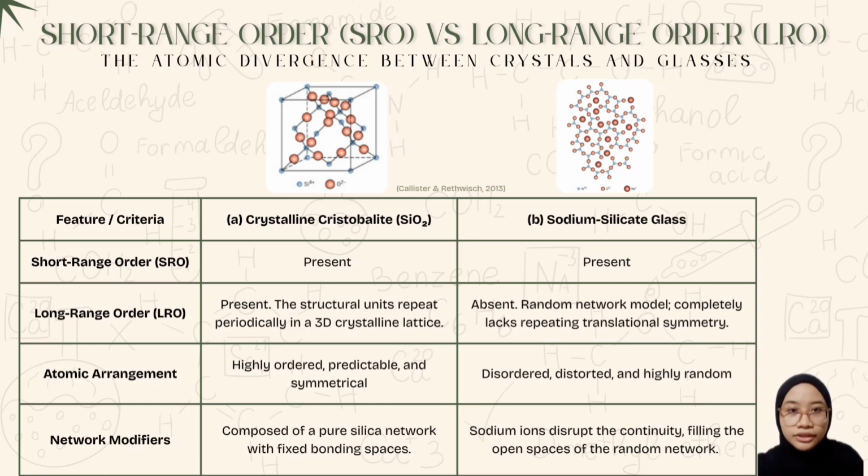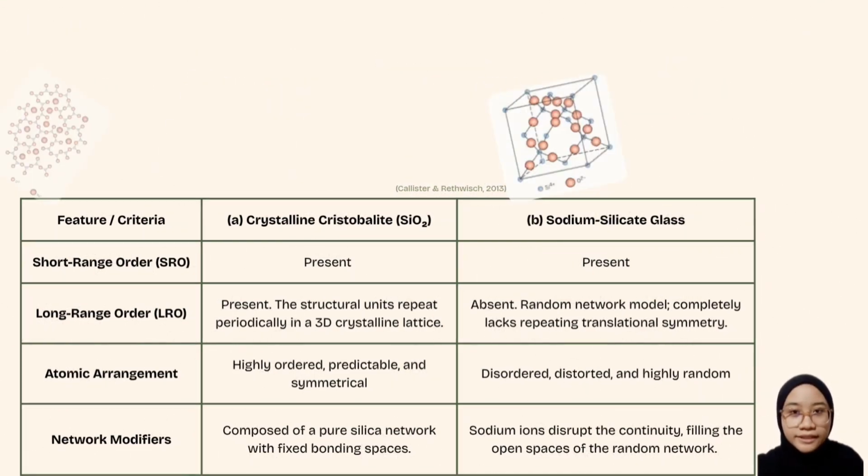In figure A, long-range order is present because the structural units repeat periodically in a three-dimensional lattice. However, in figure B, long-range order is completely absent. Notice the large brown spheres in the diagram. These are network modifiers like sodium ions. These modifiers disrupt the continuity of the silica network and fill the open spaces, resulting in the distorted and highly random arrangement we see here.